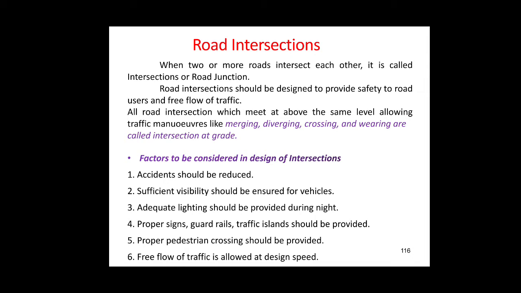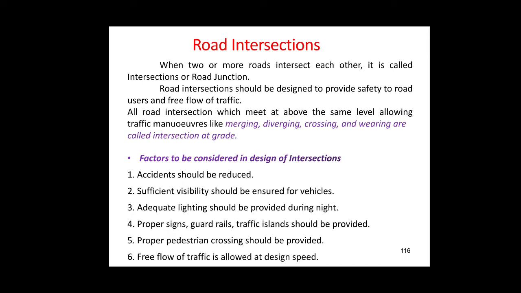Second, sufficient visibility should be ensured for the vehicles. When the vehicles move from the opposite directions, that means a vehicle A is coming at an intersection to come on to the main road, the vehicle B which moves from the opposite direction should be clearly visible to the vehicle A, thus avoiding the collision. Third, adequate lighting should be provided during the night, because these intersecting or junction points are the major causes of accidents if they cause a blind spot. Fourth, proper signs, guardrails, traffic islands should be provided in order to guide the driver regarding the intersection. Proper pedestrian crossings should be provided in order to safeguard the pedestrians while crossing or moving on the lane.